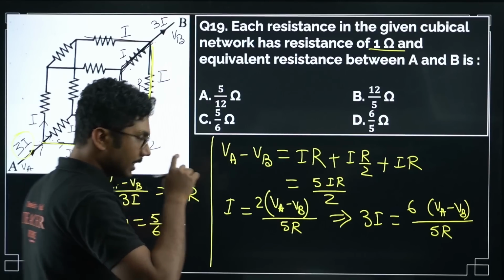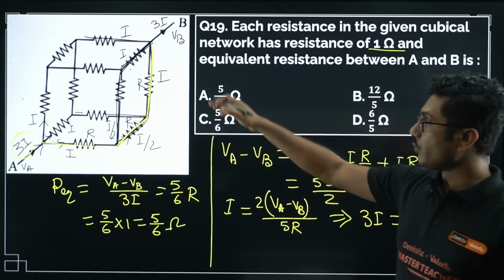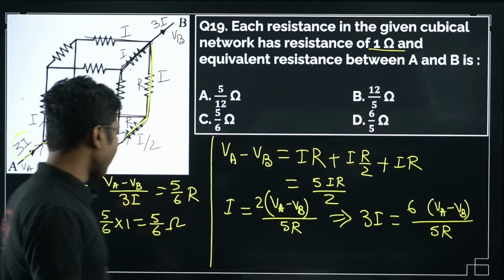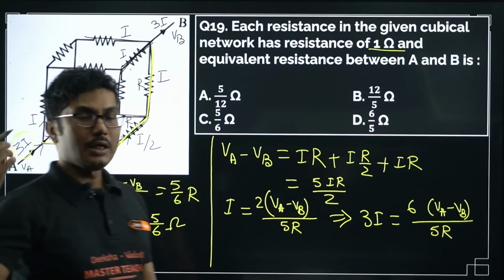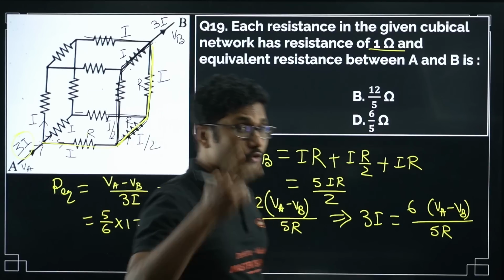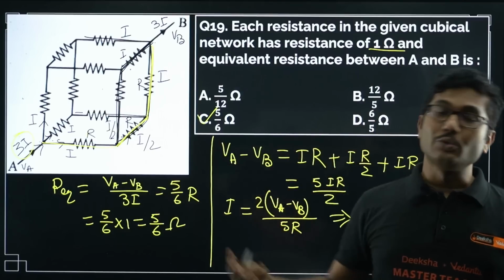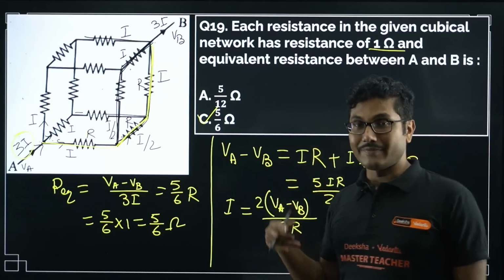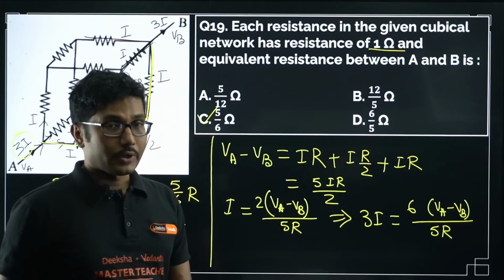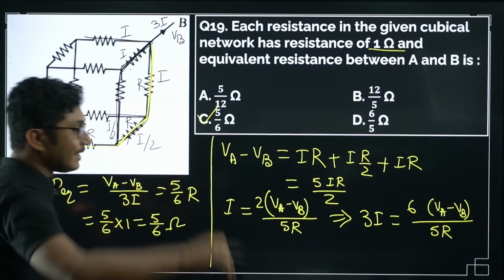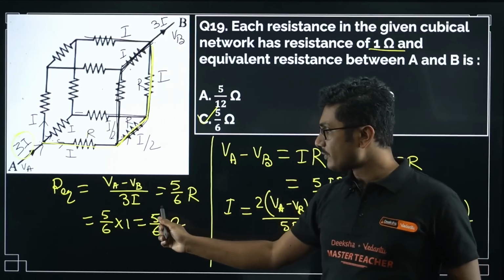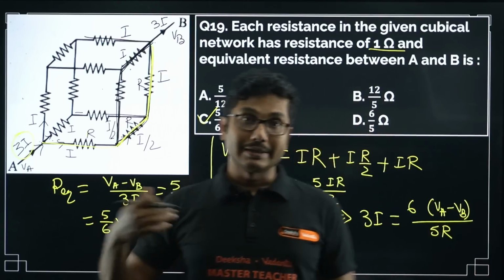Now remember that whatever value is given, if it is a cubical system like this, the value will always be 5 by 6 times the value of one single resistance. Always remember that 5 by 6 ohm. If it is a 2 ohm system, then 5 by 6 into 2, that will be 5 by 3. If it is a 6 ohm system, it will be 5 ohm. So this problem can come with various different values of R, and based on the values of R, it will always be 5 by 6 times the resistance, right?